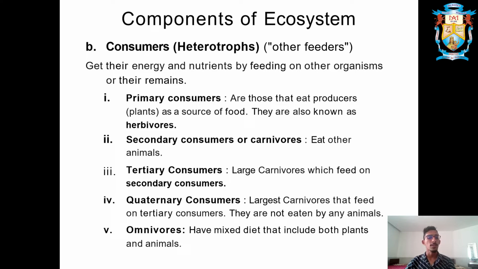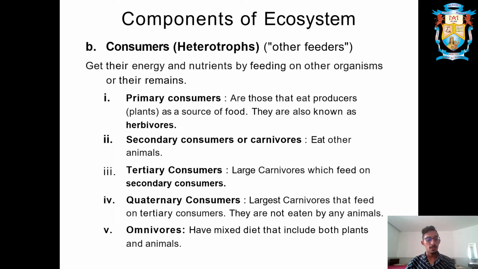Then we have tertiary consumers. Basically these are large carnivores. Once again they feed on secondary consumers, but their main food source is the primary consumers, because they may not be satisfied by the secondary consumers alone. That is why they mainly target the primary consumers, for example deer, or any other animals that eat plants.